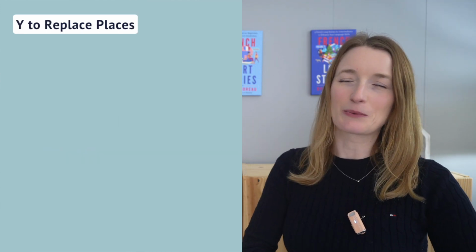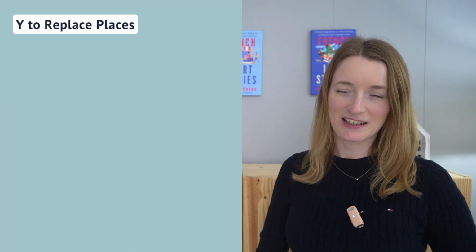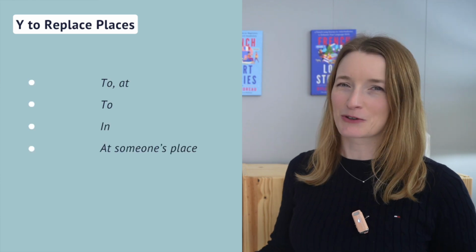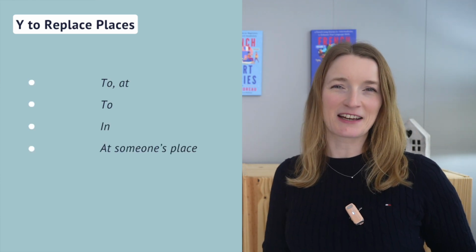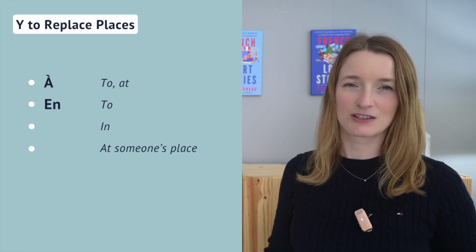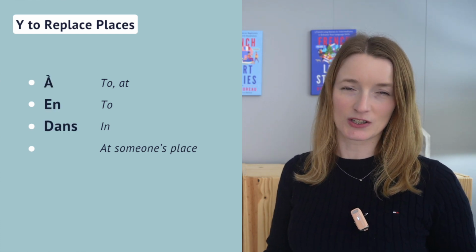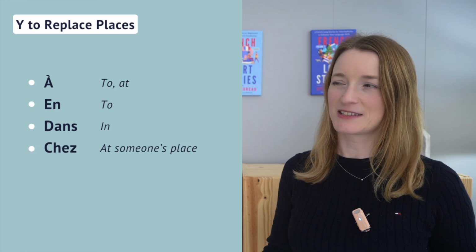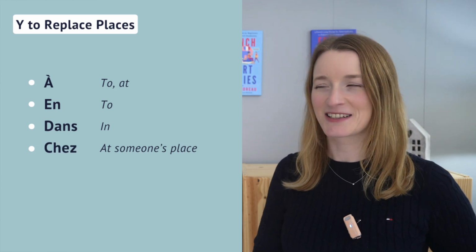So now that we know where to place the pronoun Y, let's look at when Y is used to replace places. For places, we'll mostly use Y to replace the following prepositions: à, en, dans, chez. Let's see an example for each, should we?